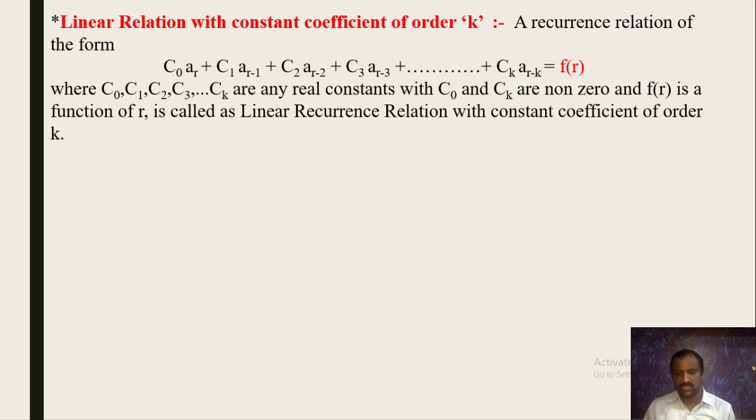Okay, homogeneous has RHS 0, linear has RHS F of R. Linear reconciliation is also called non-homogeneous reconciliation. Okay, let us see examples.